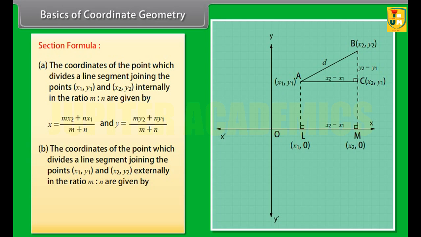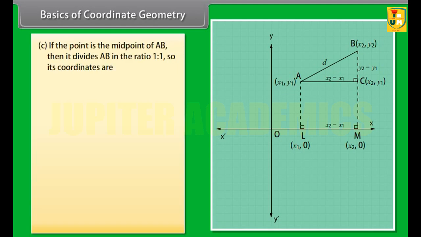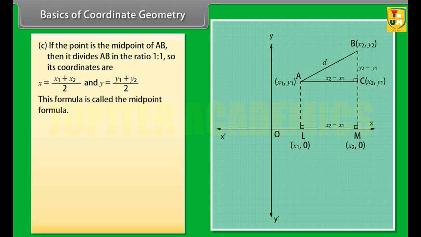The coordinates of the point which divides a line segment joining the points (x1, y1) and (x2, y2) externally in the ratio m:n are given by. If the point is the midpoint of AB, then it divides AB in the ratio 1:1, so its coordinates are x is equal to (x1 plus x2) by 2 and y is equal to (y1 plus y2) by 2. This formula is called the midpoint formula.